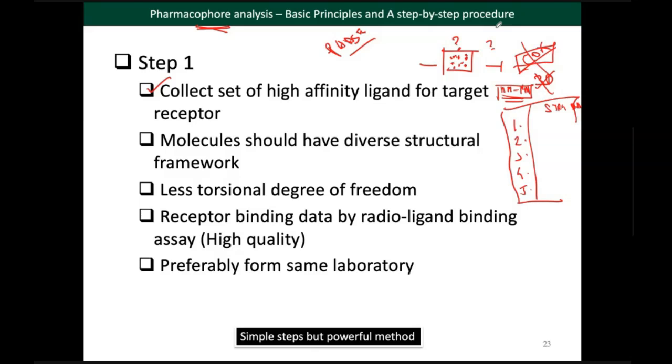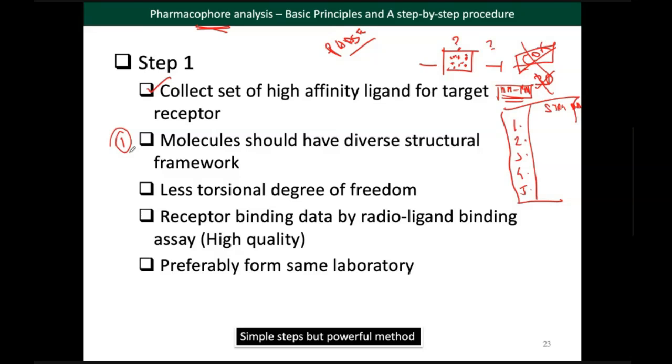While choosing the data set, we have to follow certain conditions, or give importance to certain considerations. So what are the considerations? The first consideration is that the molecules should have a diverse structural framework. While choosing the data set, either from the literature or from your own laboratory, you have to ensure that the molecules have high structural diversity. You may ask why, because our intention is to find out computationally which feature is important for the biological activity.